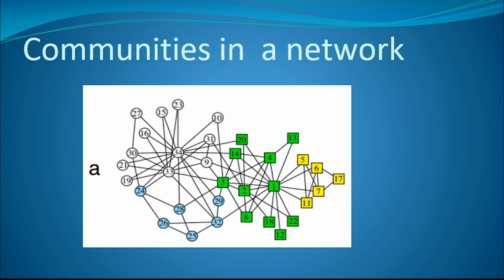So a typical example of a community in a network: you can say that this is a community, this is a community. I'm not going into the algorithms, but you should know that there are well-defined algorithms or methods to determine communities inside a network. So determining communities inside a network is not a problem.